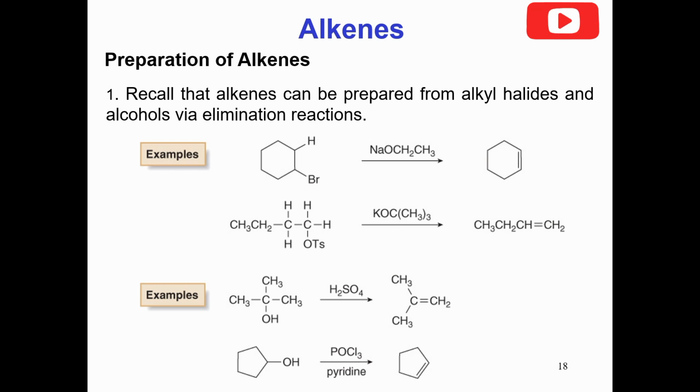Another elimination method that gives alkene is dehydration of alcohol. When alcohol is dehydrated in the presence of sulfuric acid at 170 degrees centigrade, we are going to form alkene. This method is very useful because in the subsequent slide we are going to see that when alkene is hydrated, we are going to form alcohol. Just like that of alkyl halide, it is also a reversible reaction.